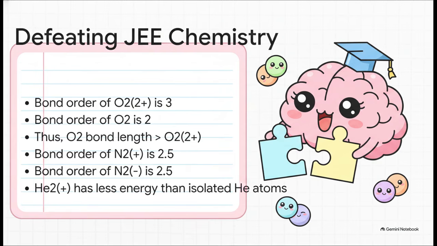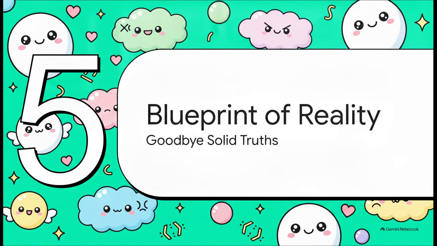We can also quickly prove that N2+ and N2- both have bond orders of 2.5 and that the He2+ ion actually has less energy than 2 isolated helium atoms. By just mapping out the waves, what initially looked like an impossible memorization task turns into a really simple logical puzzle.